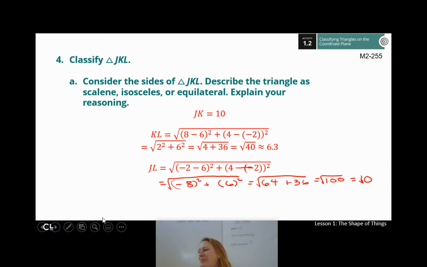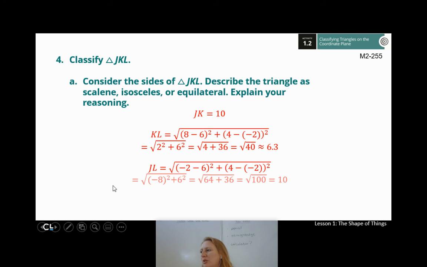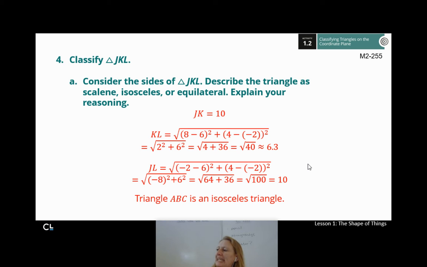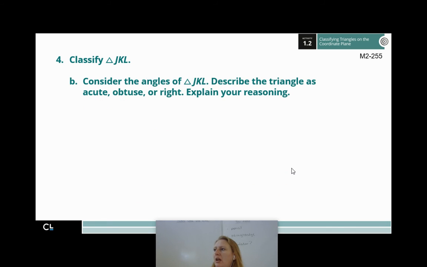Ooh, and look at what's happened here. I'm going to erase this so you can see the pretty typing instead of my sketchy handwriting. Check it out. JK and JL have the same length. They're not the same as KL. This is an isosceles triangle. Yes, it is. It's isosceles.